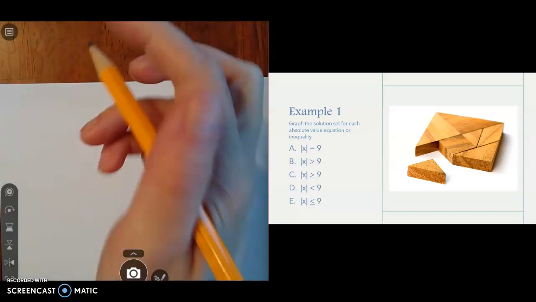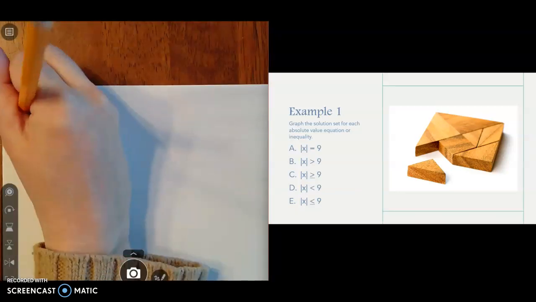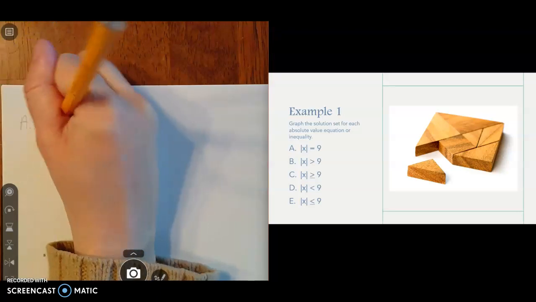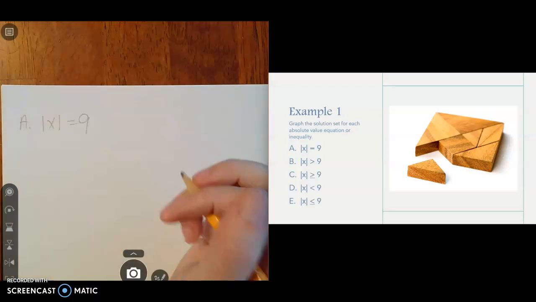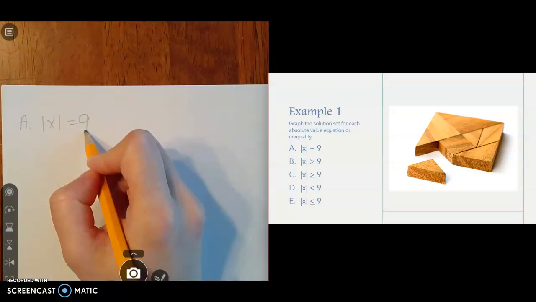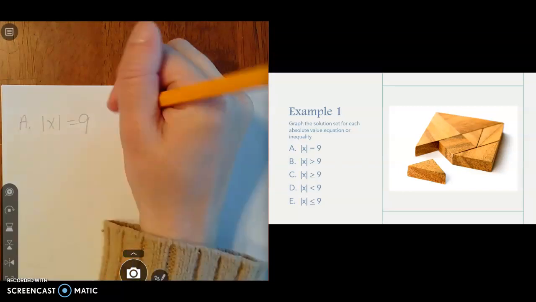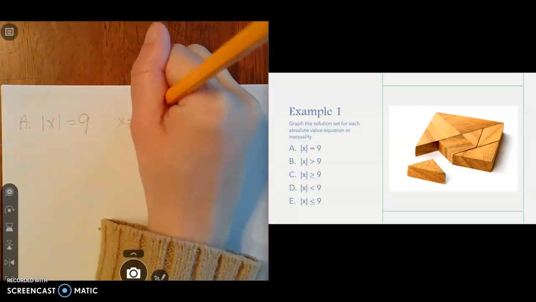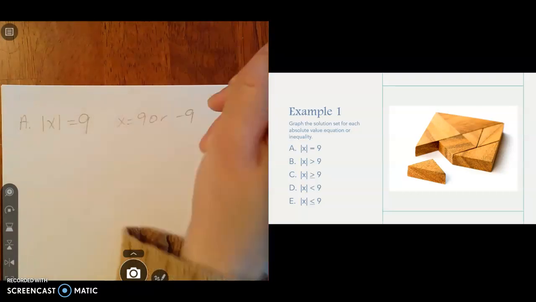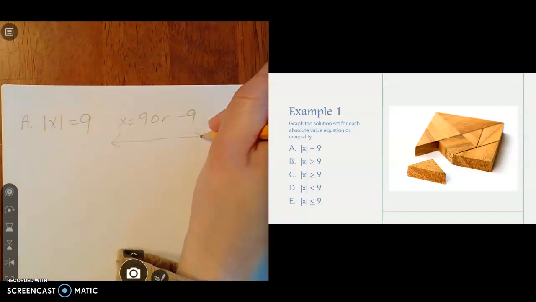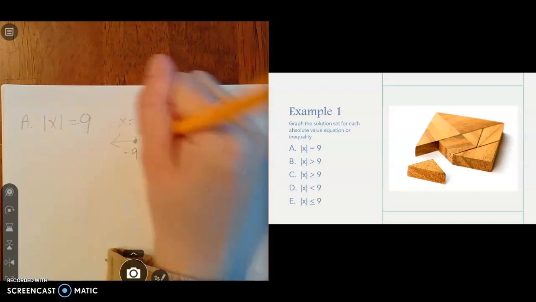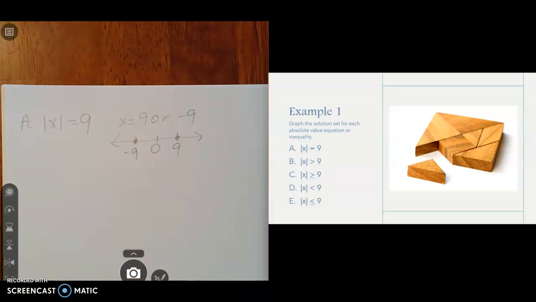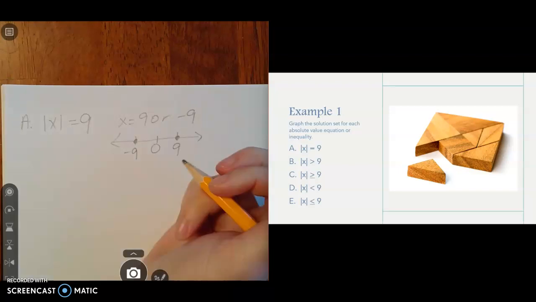absolute value equations and inequalities. Okay, so for part A, where I have the absolute value of x equals 9, we just talked about this on the last slide, where the absolute value equaling 9, you had two different possibilities, right? We had 9 and we had -9. Those are the two possibilities. So x equals 9 or x equals -9. So on my little number line graph here, I'm just going to have a 9 and a -9 and a point on each. Those are the possibilities for the absolute value equals 9.